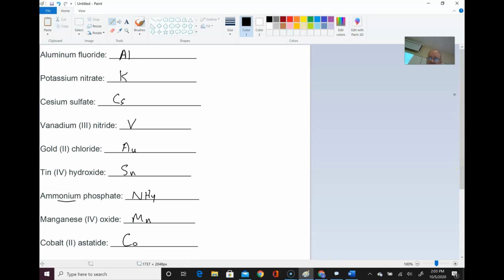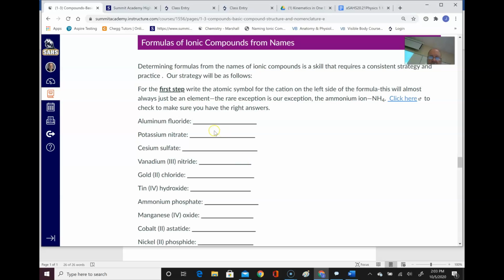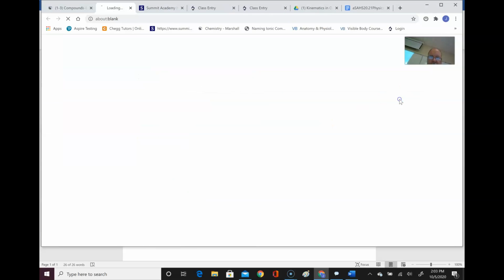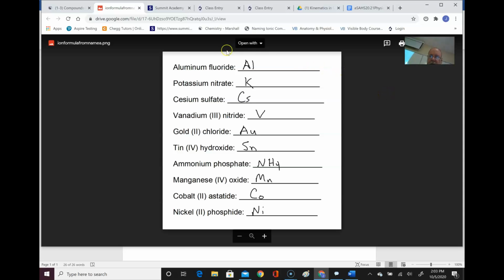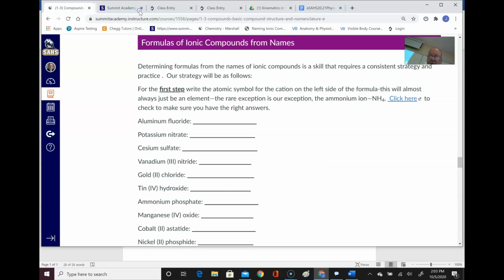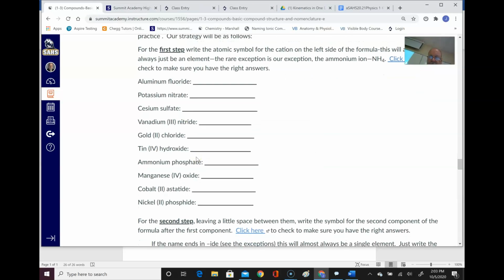Okay, so that's our first step. So make sure your worksheet matches that. We're not going to save that. And then again, if you weren't sure, you could go ahead and click here and you'll see an image of that. Okay? So that's our first step.